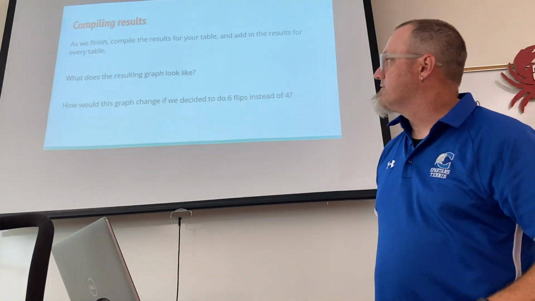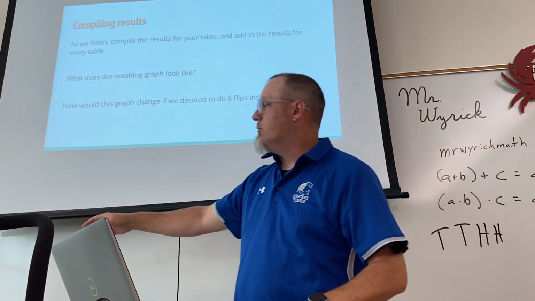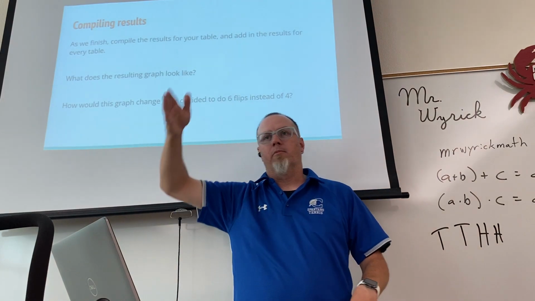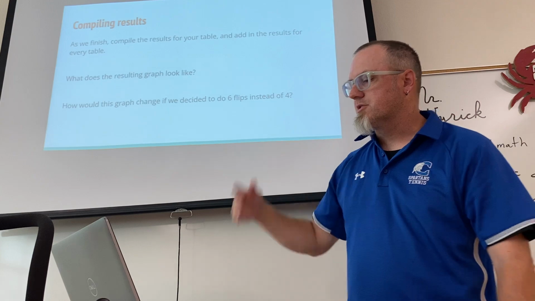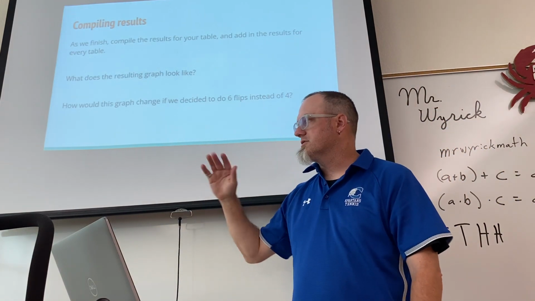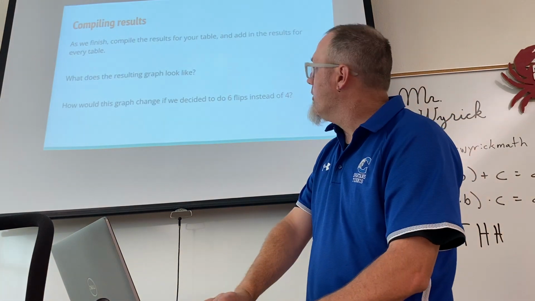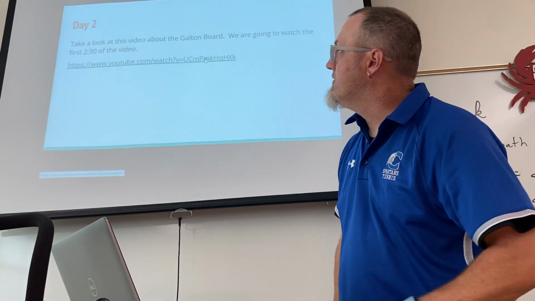And then how would this graph change if we decided to do 6 flips instead of 4? We would have had the center on 3, but it would have still been rising up, coming back down. Much more difficult to get all 6 coin flips on heads or all 6 coin flips on tails. All right? So let's go to the notes further on leading into today.